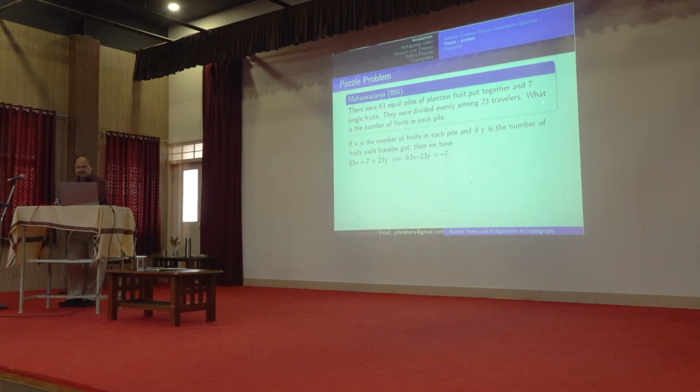As you see, the GCD of 63 and 23 is 1, and therefore that 1 divides 7, no problem. Therefore, there must be a solution to this. The solution, as I said already, you can find using the Euclidean algorithm, or you can find it by trial and error also. So minus 44 and 11, as you see, you get 1. This is by Euclidean algorithm.